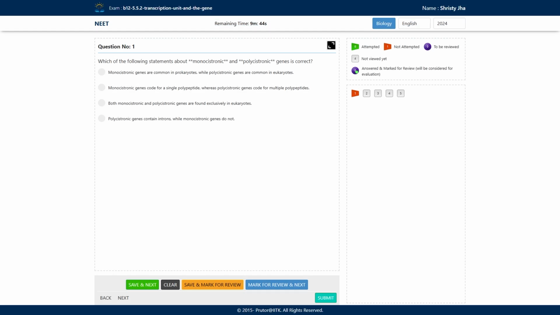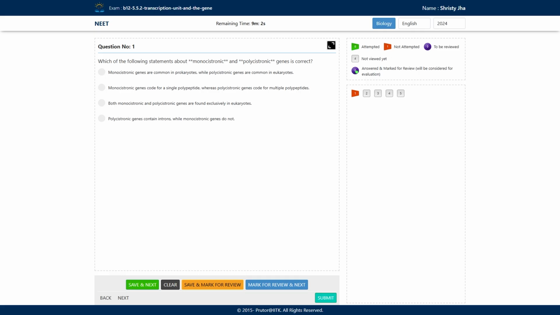First question says, which of the following statements about monocistronic and polycistronic genes is correct? First option is monocistronic genes are common in prokaryotes while polycistronic genes are common in eukaryotes. Second says that monocistronic genes code for a single polypeptide whereas polycistronic genes code for multiple polypeptides. Third, both monocistronic and polycistronic genes are found exclusively in eukaryotes. And last, polycistronic genes contain introns while monocistronic genes do not.